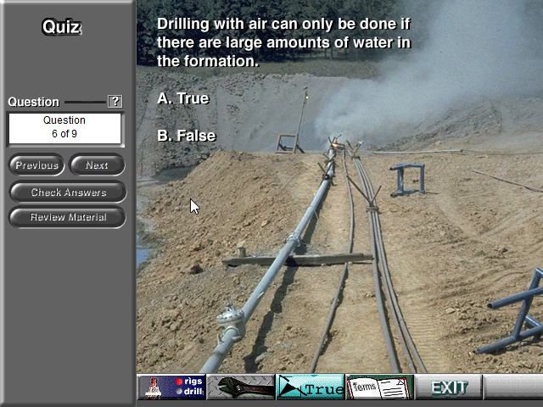True or false? Drilling with air can only be done if there are large amounts of water in the formation. A. True. B. False. You got it! Air alone cannot be used when there's very much water in the formation, or the hole will get clogged.